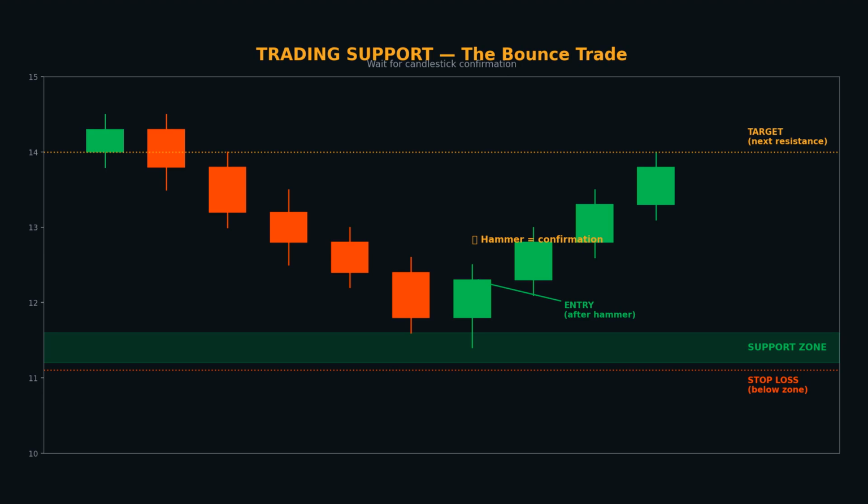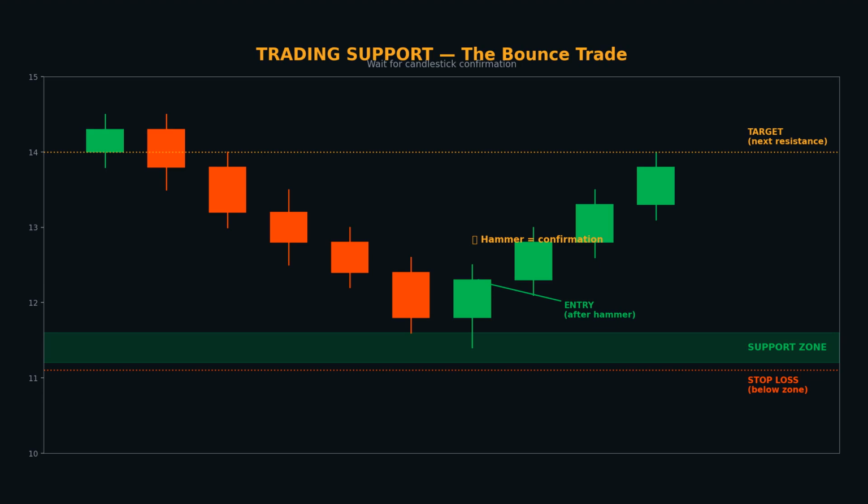Same thing at resistance, but in reverse. Price approaches resistance. You wait for a bearish confirmation, a shooting star, a bearish engulfing, an evening star. If you get it, you enter short. Stop above the resistance zone. Target is the next support below or 2 times risk.